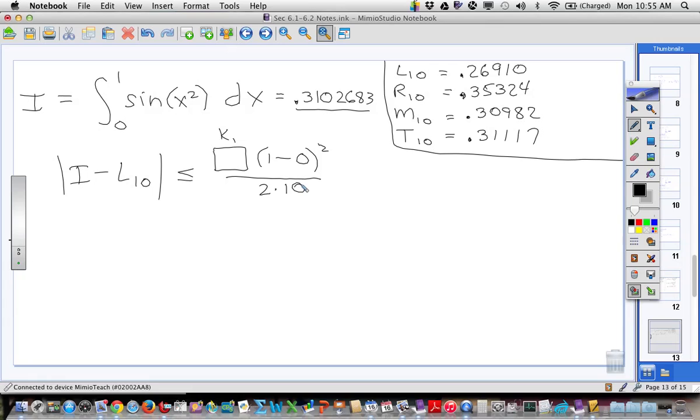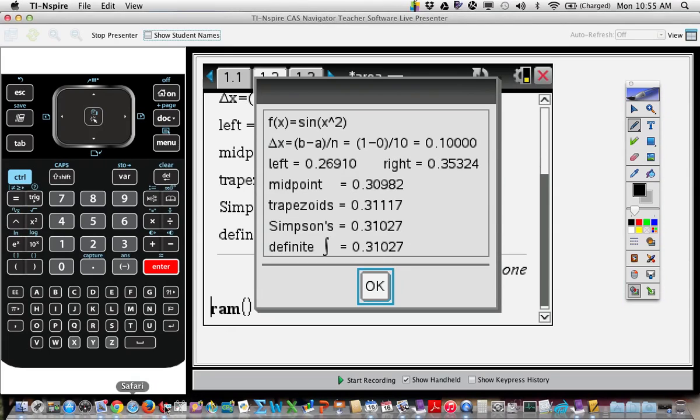The only thing we need for the formula, the rest of it's all given to us. N is the number of subintervals. The b minus a is the numbers here. What we have to do is find the K1. Okay, so what was K1? K1 is the max of the absolute value of f prime, right? So the easiest way to do this is to go to our calculators, and we're going to graph f prime.